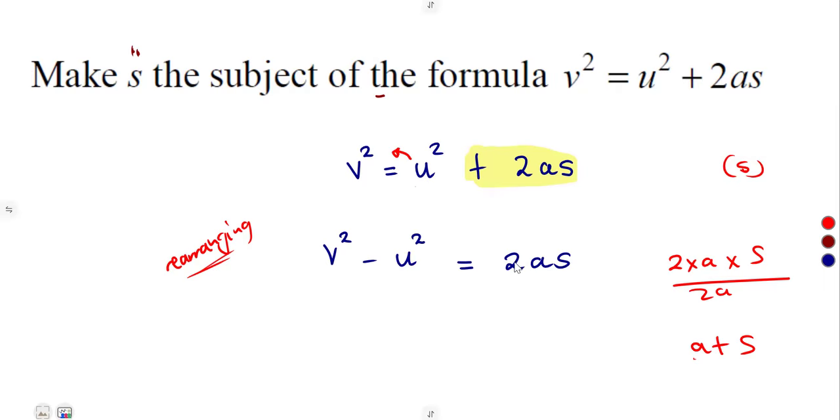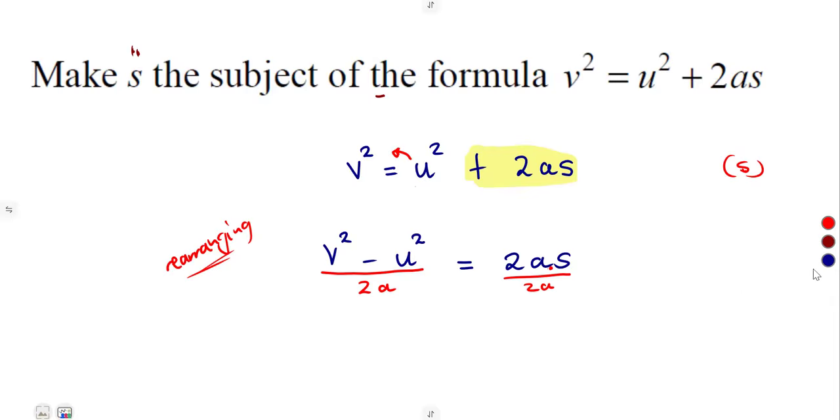So product, divide. We want to make S the subject, remember. So 2A is affecting S as a multiplication. The opposite of that, to get rid of this 2A, is to divide by it. But remember, it's an equation. Whatever you do on the right-hand side must also be done on the left-hand side. Divide everything that you have on the left-hand side by 2A. Just like that.